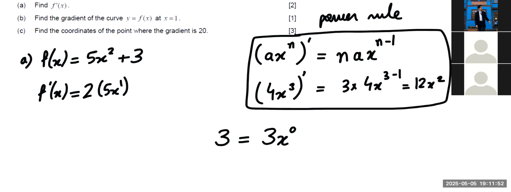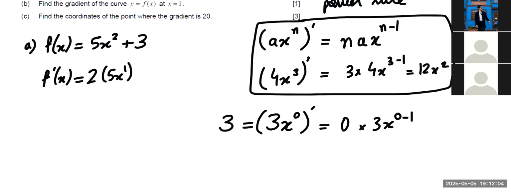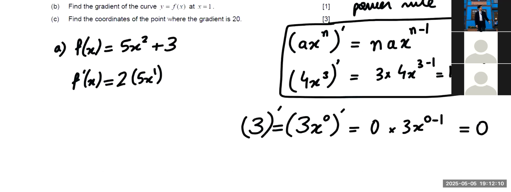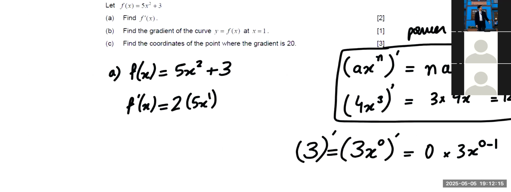And how do you derive this? Multiply the whole thing with the power and subtract 1 from the power. Doesn't even matter what you did because you're multiplying by 0, which means that every constant will get derived to make 0. Constants die out when you derive them, basically, is what the moral of the story is. So if you want to remember something, just remember that if you see a constant term, you simply derive it to nothing. It just goes away. So your derivative turns out to be 10x.